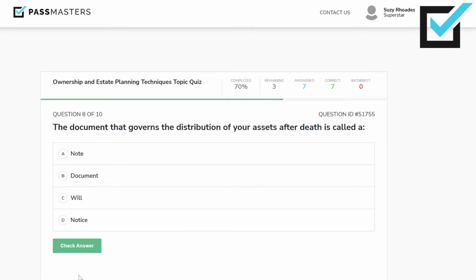The document that governs the distribution of your assets after death is called a note, document, will, or notice. It is called a will.